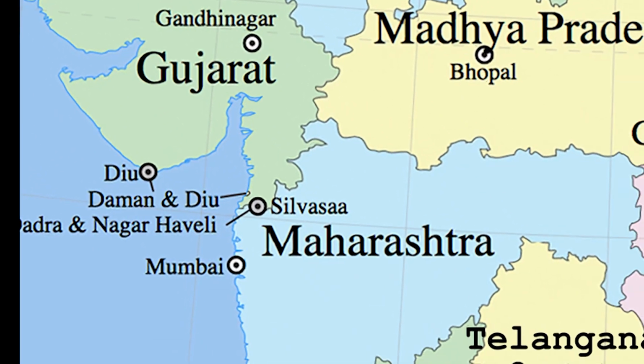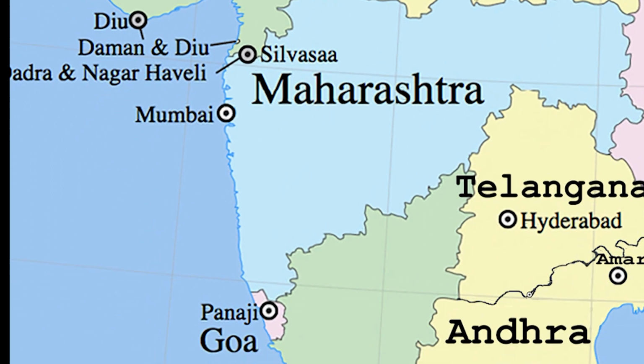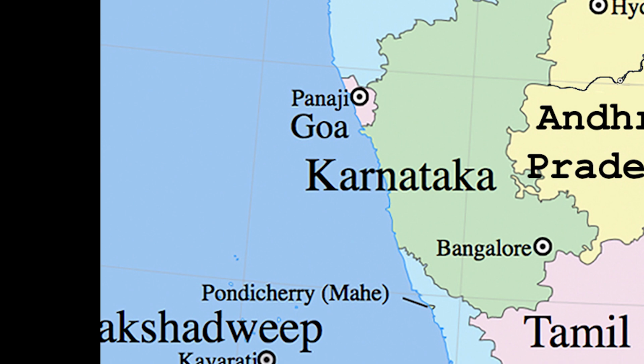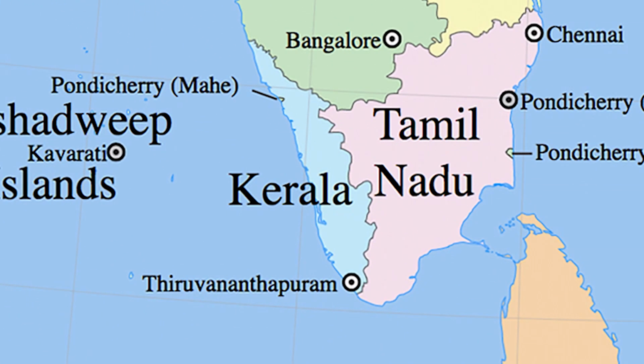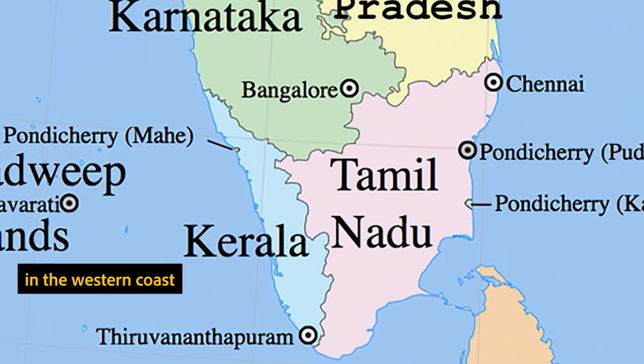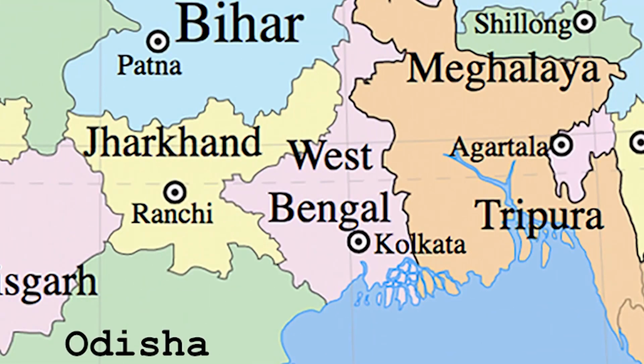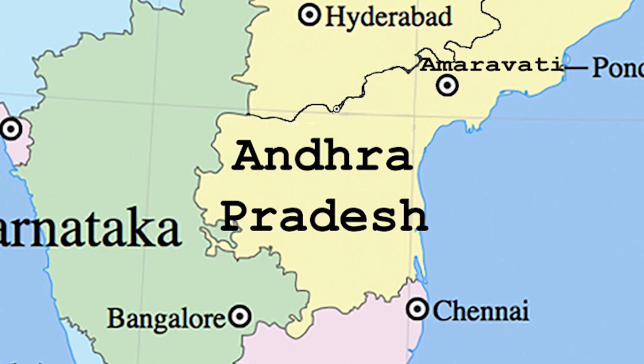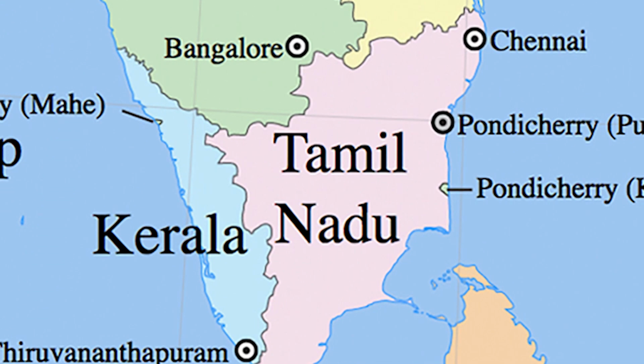Gujarat, Maharashtra, Goa, Karnataka, Kerala in the western coast, and West Bengal, Odisha, Andhra Pradesh, and Tamil Nadu in the eastern coast of India.